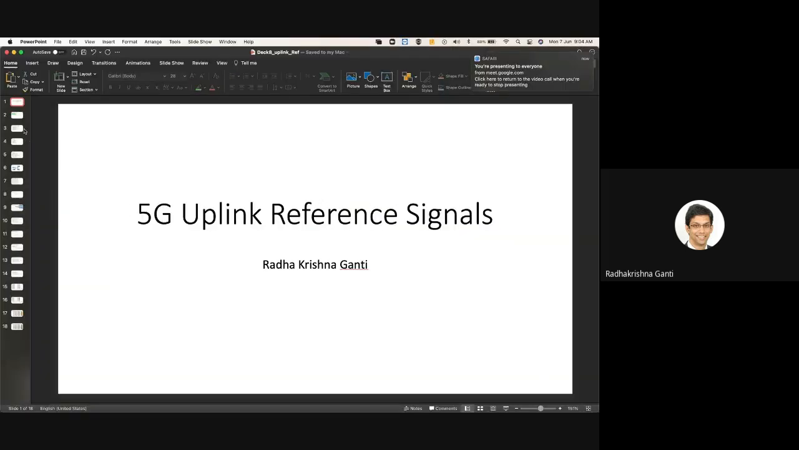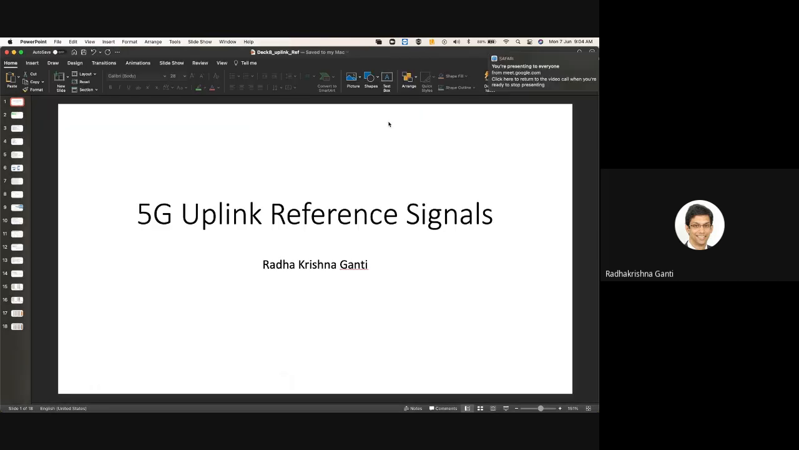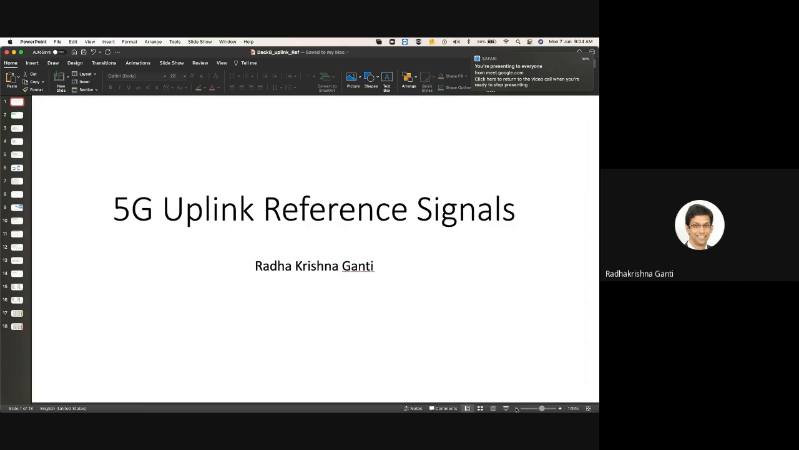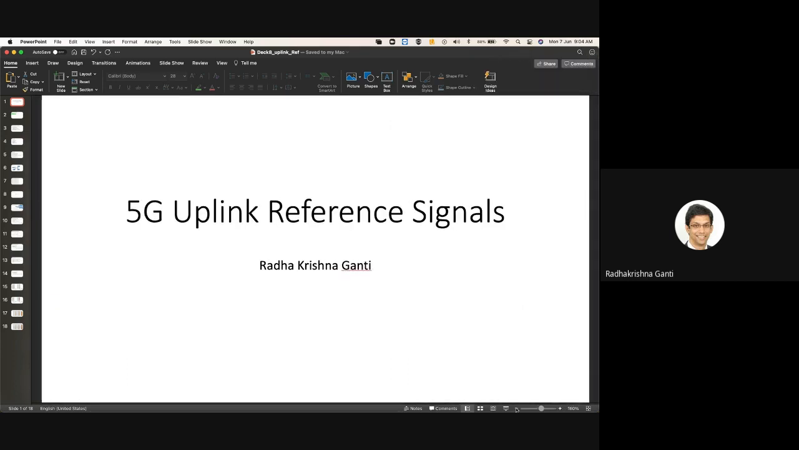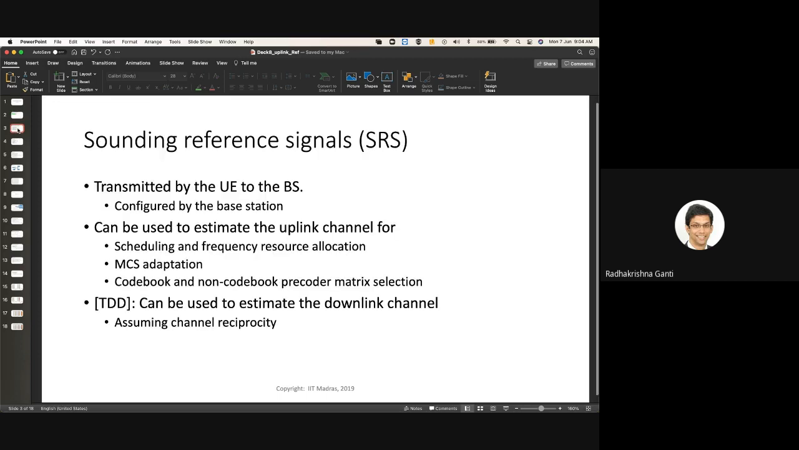We'll finish up SRS today and hopefully start the downlink control information. I'll teach you the main concepts of downlink control information today, and then we can go to the details in the later part of the week. Okay. So first, let's start with uplink reference signals. We were looking at the SRS, sounding reference signals, and we'll just do a quick revision for 10 minutes and then start the other parts, okay?